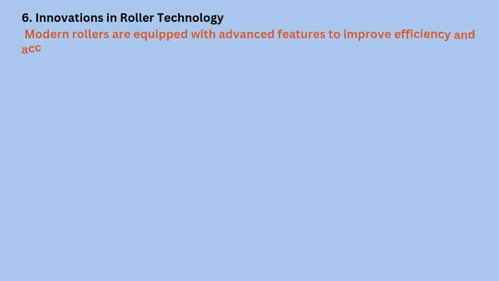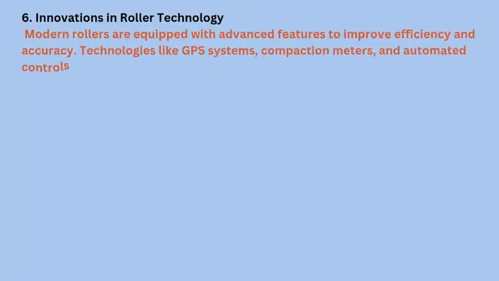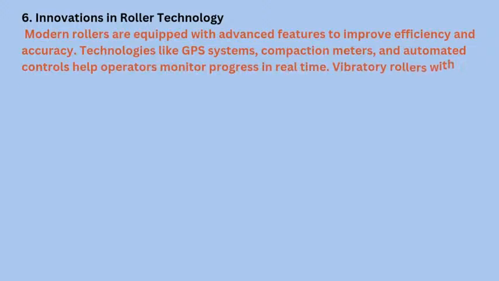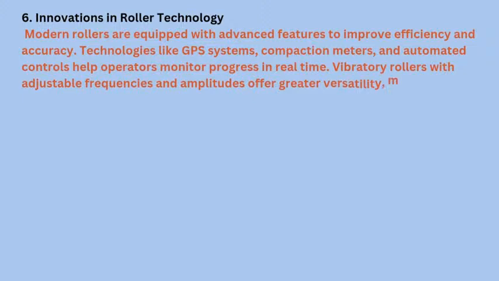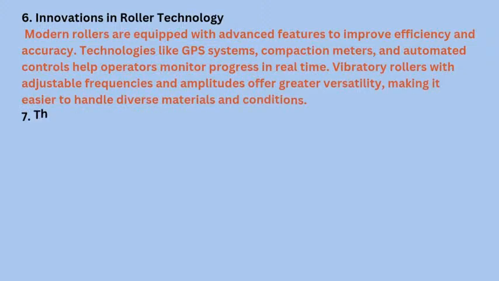6. Innovations in roller technology. Modern rollers are equipped with advanced features to improve efficiency and accuracy. Technologies like GPS systems, compaction meters, and automated controls help operators monitor progress in real time. Vibratory rollers with adjustable frequencies and amplitudes offer greater versatility, making it easier to handle diverse materials and conditions.